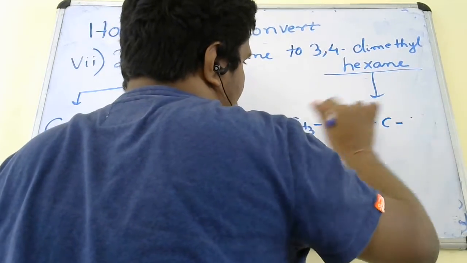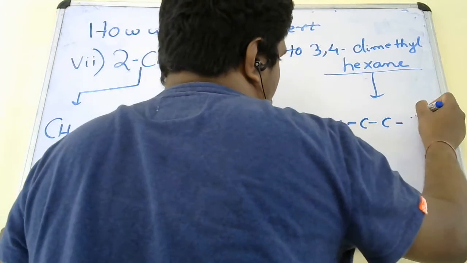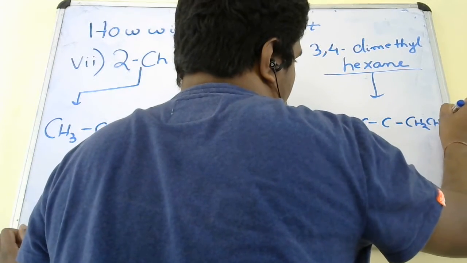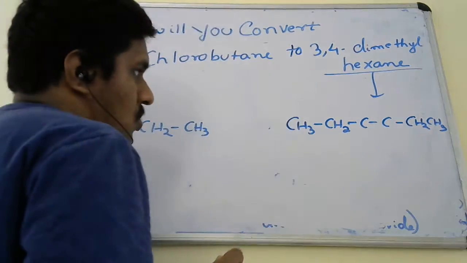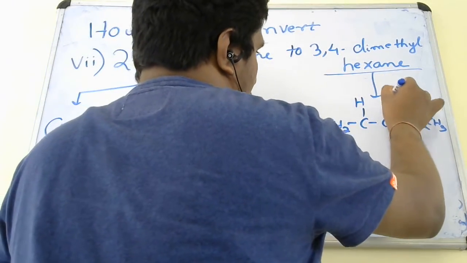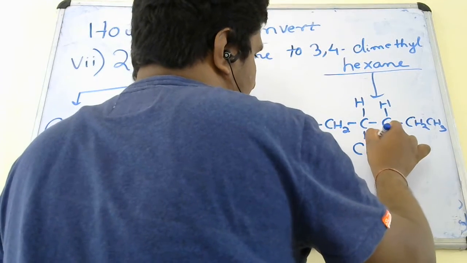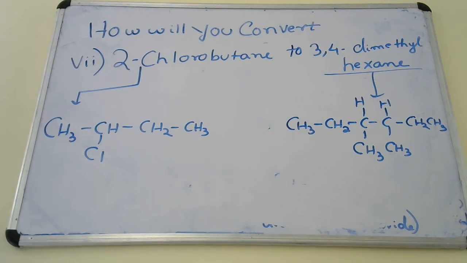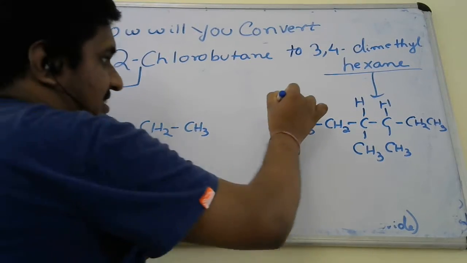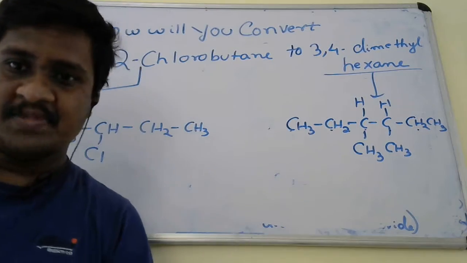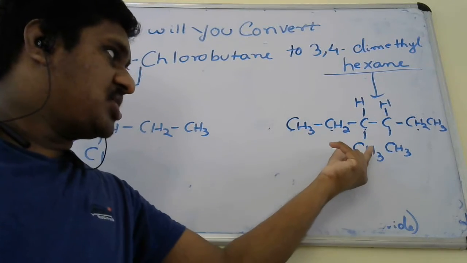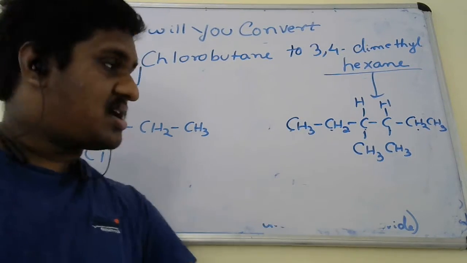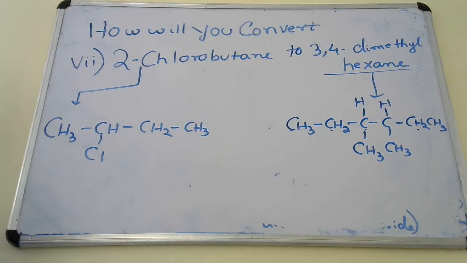First we will write down what is hexane. Now 3,4. At 3 and 4 position there are methyl groups. So this is your 3,4-dimethylhexane. This is your hexane, 1, 2, 3, 4, 5, 6, and at 3 and 4 position there are methyl groups. These are hydrogens. So how to convert it?